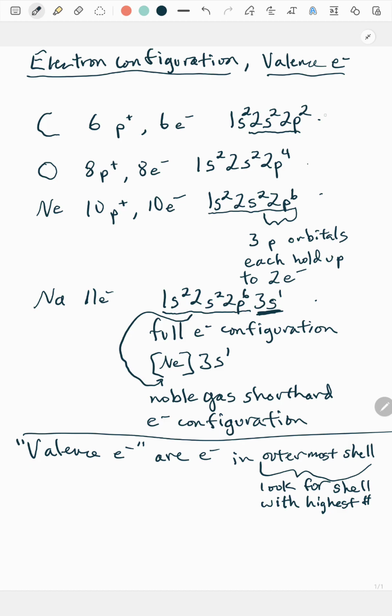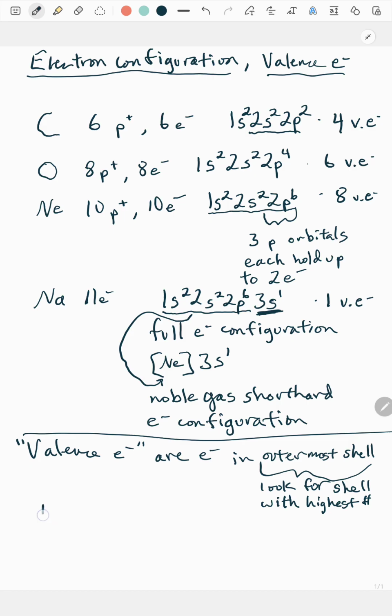So carbon here would have 2 valence. I'm going to abbreviate valence electrons like that. Oxygen would have 6. Not 2, it's 4 for carbon: there are 2 in 2s2 and 2 in 2p2, so there are 4 valence electrons in carbon. There are 6 in oxygen, and 8 in neon. Sodium has 1 valence electron, because there's only 1 electron in the 3s.